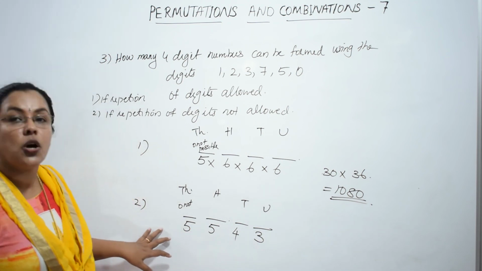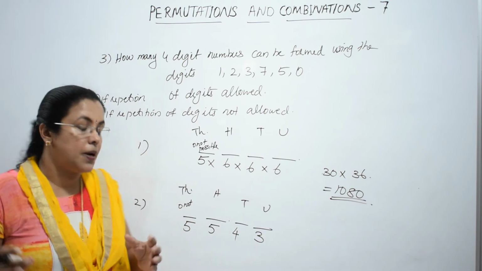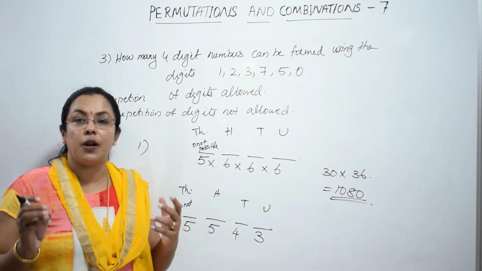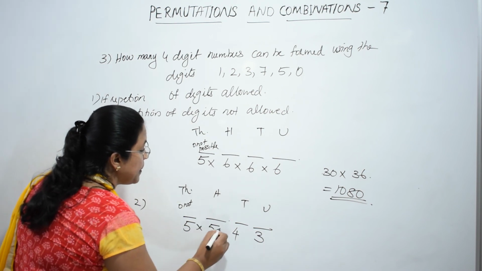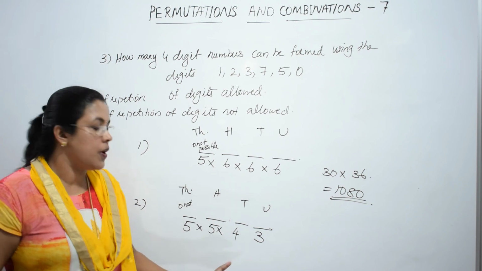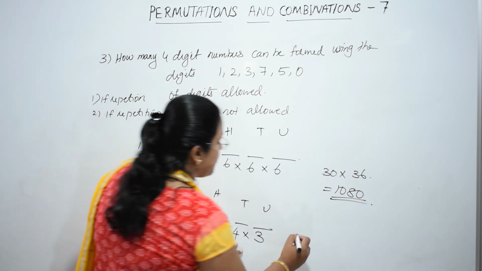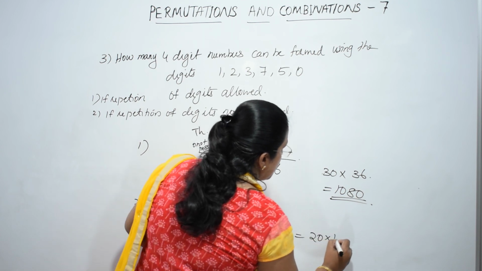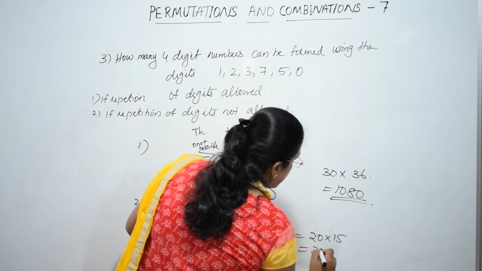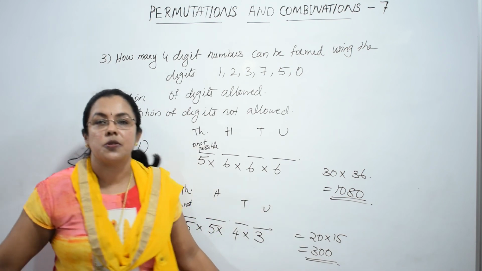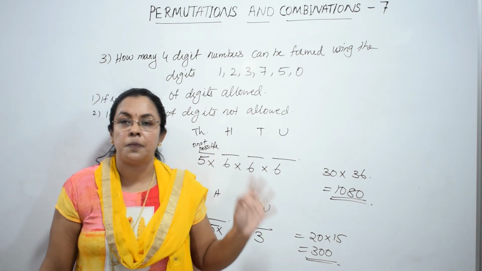So what is the total number possible using the fundamental principle of counting? Total number possible is 5 into 5 into 4 into 3. 5 4s are 20, 5 3s are 15, 15 2s are 30. So 300 numbers possible.